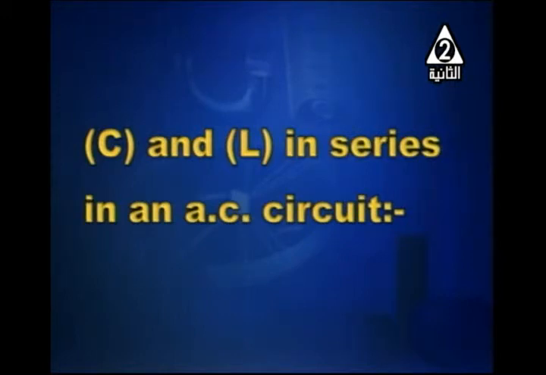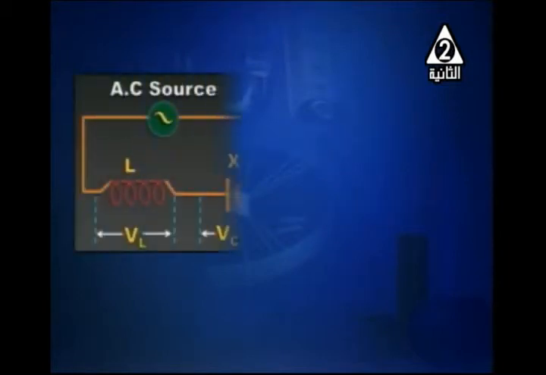And what about the circuit that contains a pure capacitor and a pure inductor in series to an AC supply? It is shown in front of you right now. Voltage across the coil is denoted by VL, and it is equal to IXL. Voltage across the capacitor is denoted by VC, it is IXC.